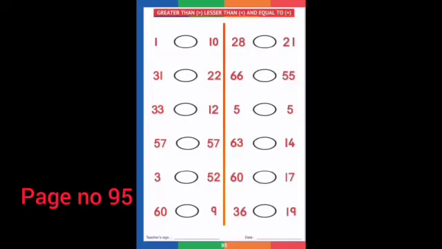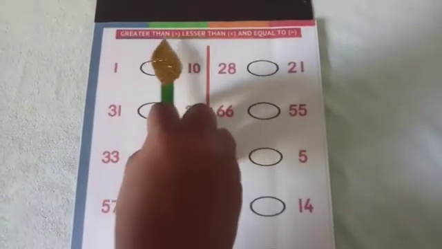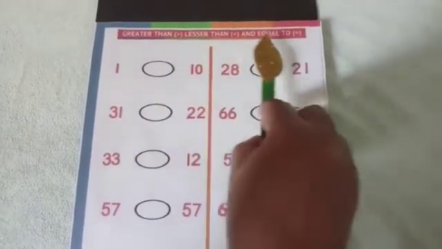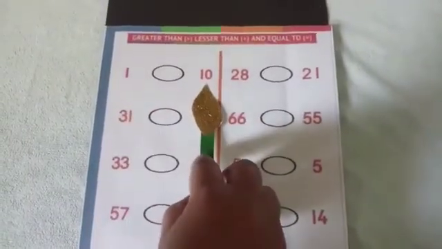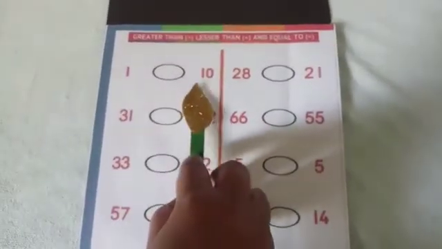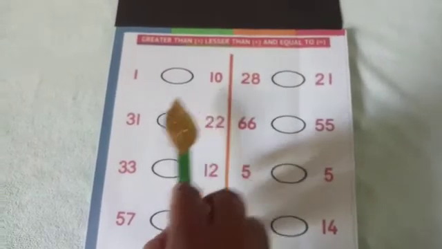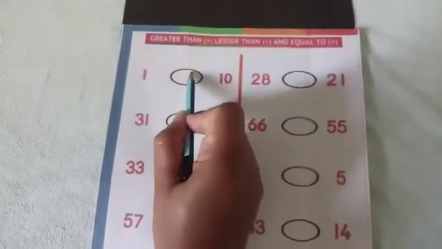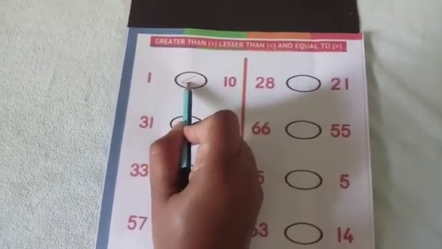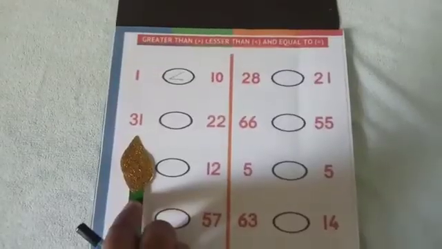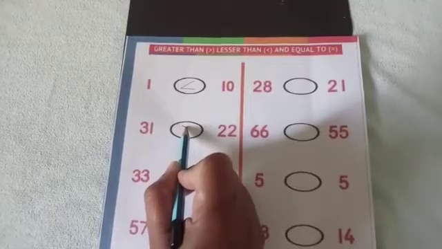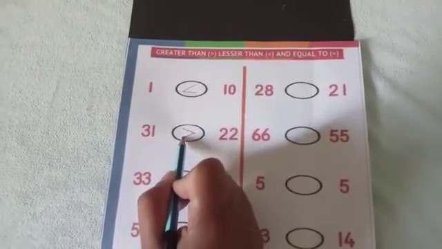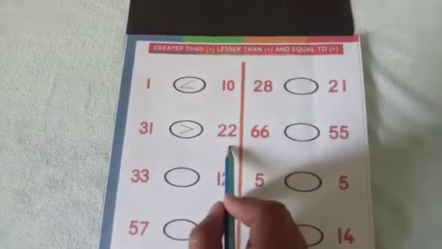Kids, open page number 95 in your classwork book. It says greater than, lesser than and equal to. Here numbers are given, 1 and 10. So out of these, which number is bigger? 10. So the crocodile will open his mouth towards number 10 like this. Next, 31, 22. Which number is higher? 31. So we'll put a greater than sign here and read it as 31 greater than 22.